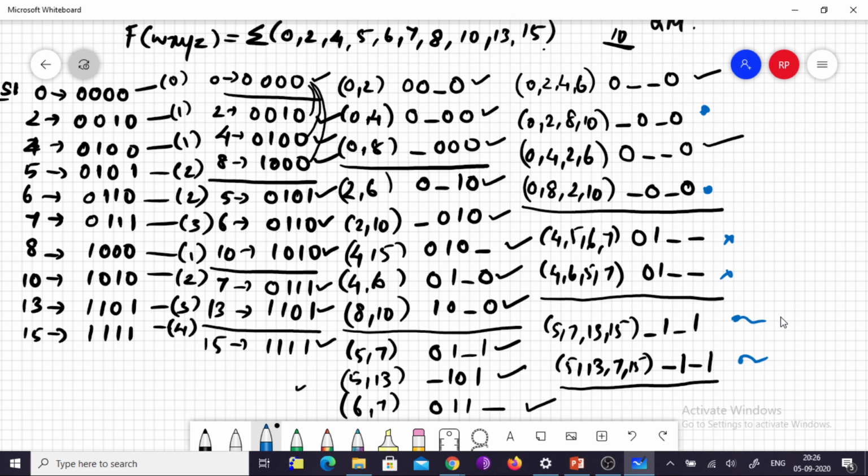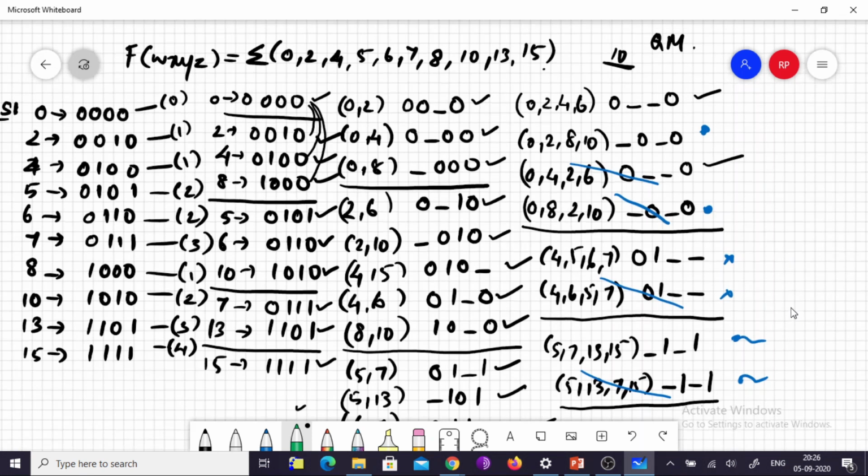Let me discard this one. I'm going to take this into consideration. Let me discard this one. I'm going to take this one into consideration. Out of these two, I will discard the second one. I'll take the first one. And out of these two, I'll discard the second one. I'll take the first one. As of now, the selected groups are, so let me put it into marking.